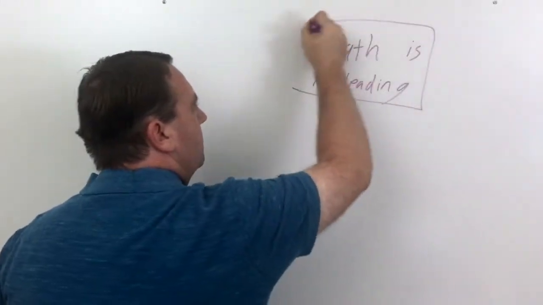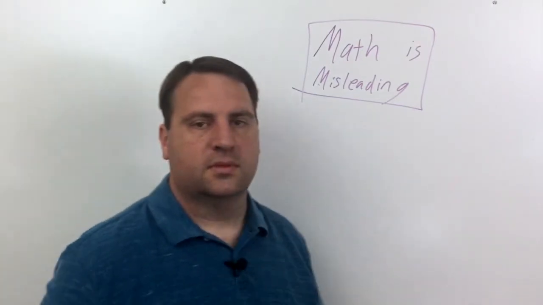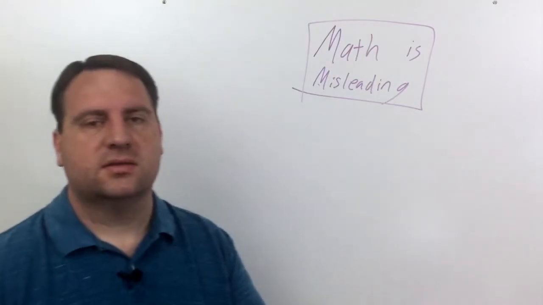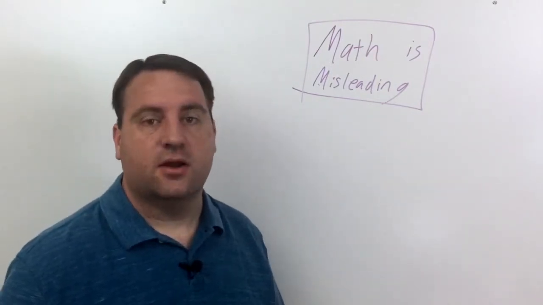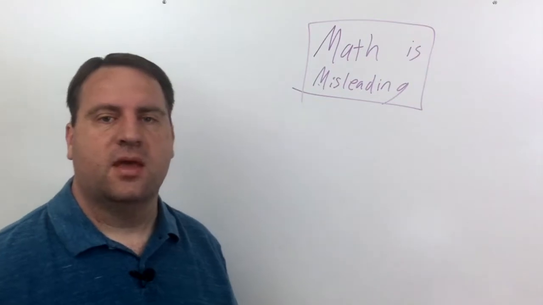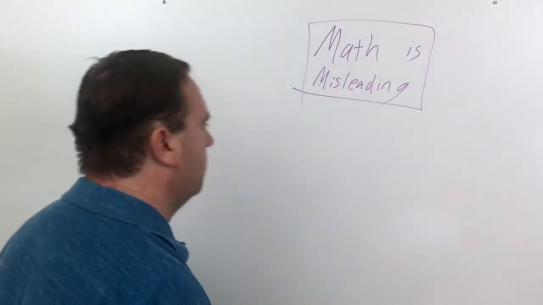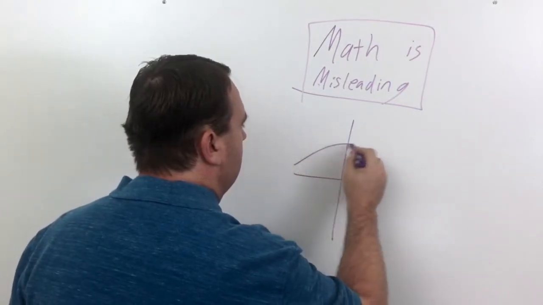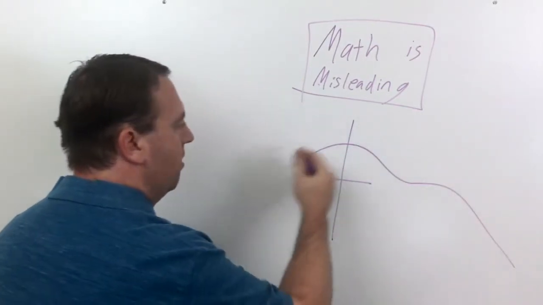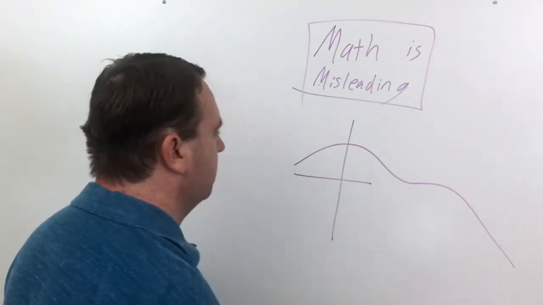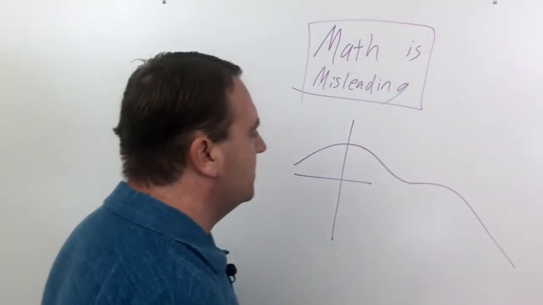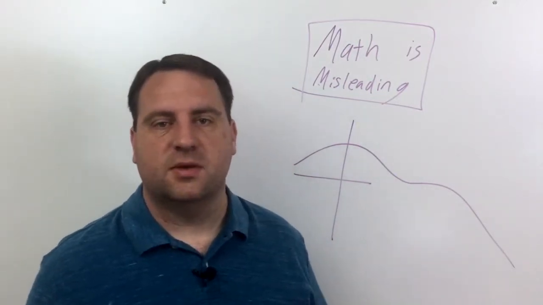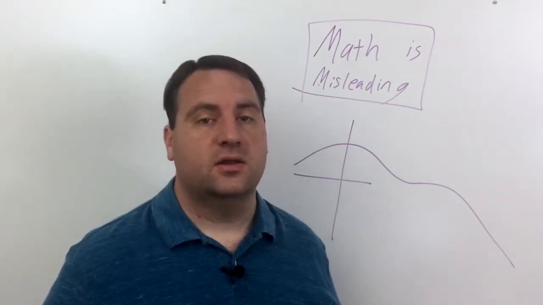Math is misleading. What do I mean by that? Why do I say that math is misleading? Well, in mathematics, we tend to study things that are studyable. And the things that we find most studyable, especially in calculus class, are graphs that are smooth and continuous. Most of the graphs that you've seen in your entire life are either lines or curves or something where they're smooth and continuous.